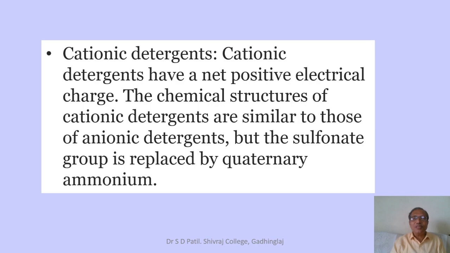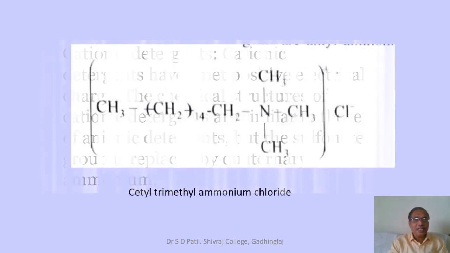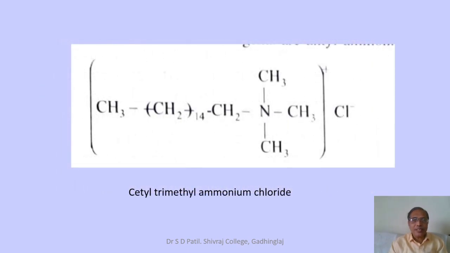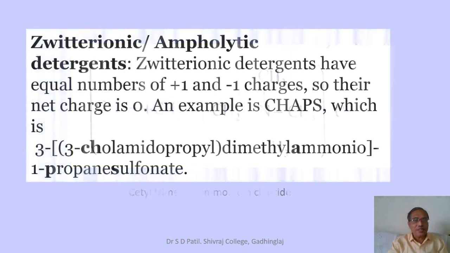The next class is cationic detergents. Cationic detergents have a net positive electrical charge. The chemical structures of cationic detergents are similar to those of anionic detergents, but the sulfonate group is replaced by a quaternary ammonium group. What is the difference? These detergents must have a net positive electrical charge, and the positive charge can be generated by quaternization. This is an example of a cationic detergent where there is a positive charge over the structure.